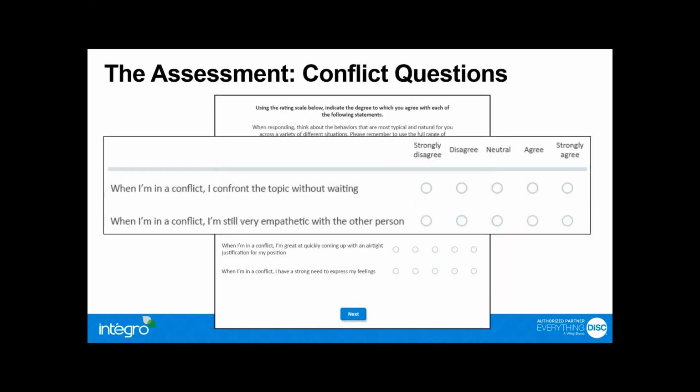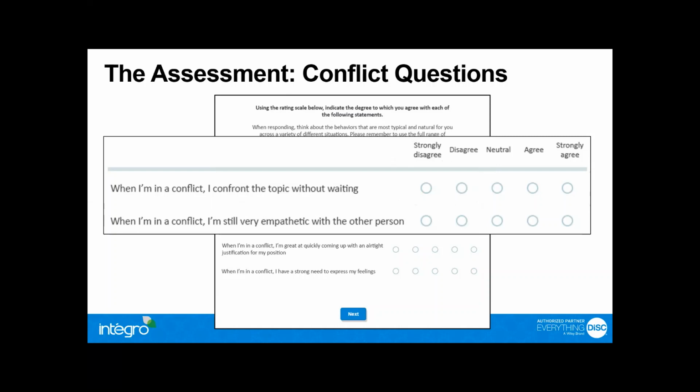I should zoom in when I can. So these questions are only in the productive conflict assessment. So when I'm in conflict, I confront the topic without waiting. I wish I could say that. That's not something that I'm really good at. And then when I'm in conflict, I'm still very empathetic with the other person. Now, as an SI style, that's something that I've learned that I tend to do, and sometimes it doesn't work for me, but still, I would have to strongly agree with that as to what I tend to naturally do.